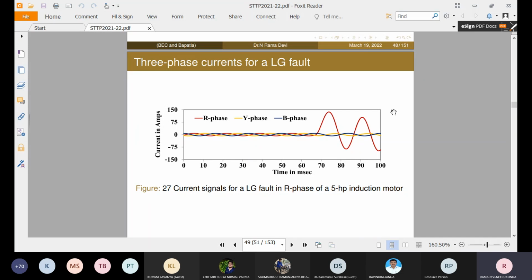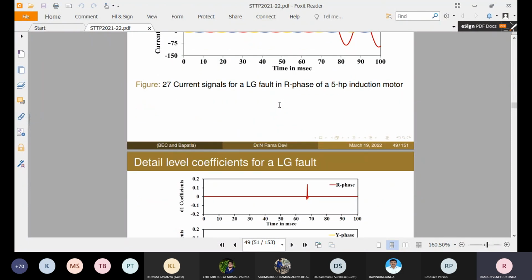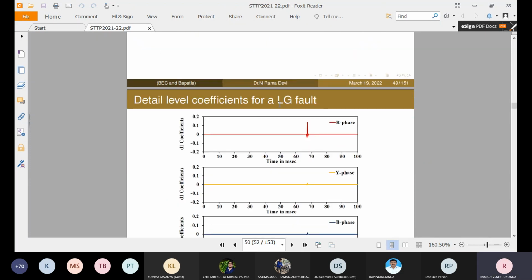Interturn faults are the basic insulation failures of the winding. When interturn faults go undetected, they lead to phase to phase faults. Phase to phase faults lead to phase to ground faults. Because of that, we study all the types of faults: one is the interturn fault, another is the line to ground fault, and the third category is the line to line fault.